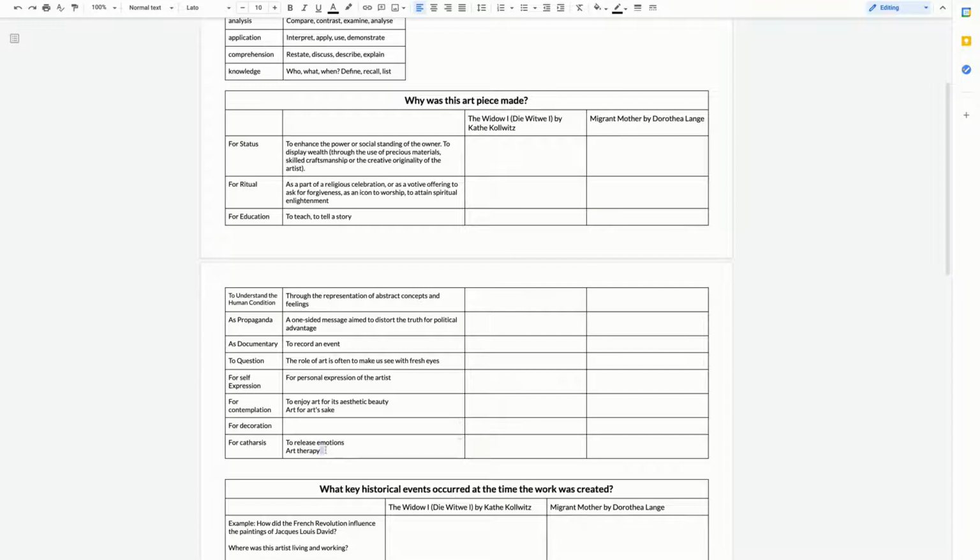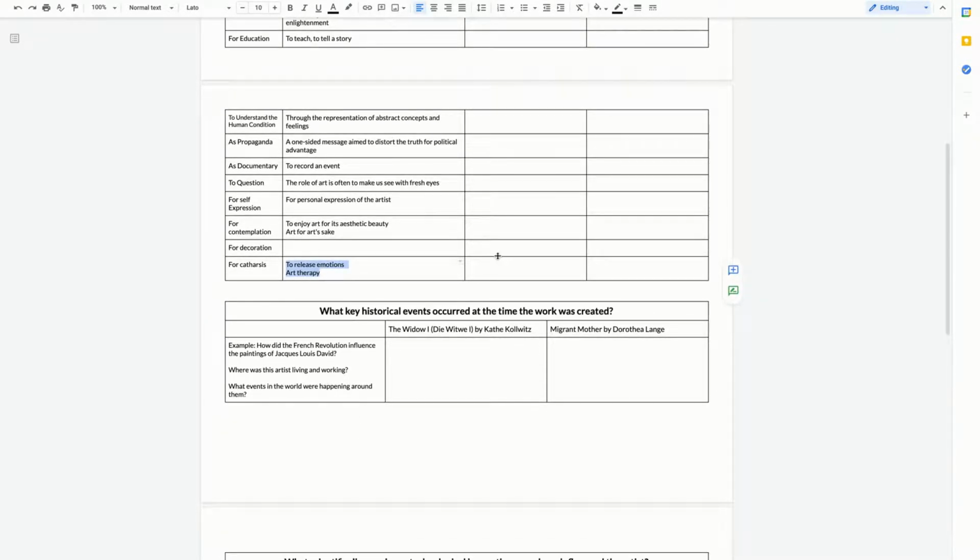And then the last one here is to release emotions in some form of art therapy. This is called catharsis. So we're trying to communicate and get out our emotions through our art making.